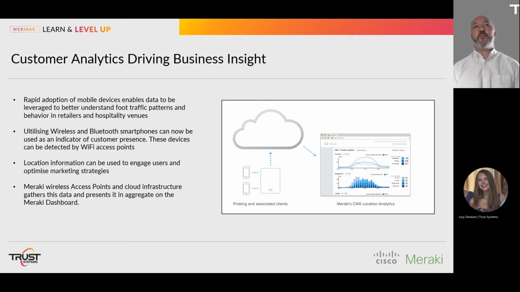And we can use that smartphone technology by harnessing both wireless and Bluetooth technology within store to try and gather and detect those presence of customers through the Wi-Fi access points and through the MV cameras. And that is then going to drive some of that location information that can help understand engagement and optimize marketing strategies within organizations. All of this information from a Meraki perspective can obviously be accessed through their portal.